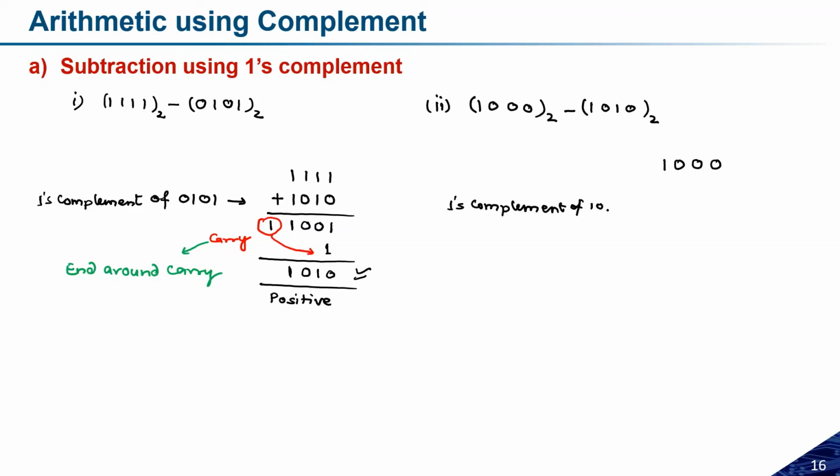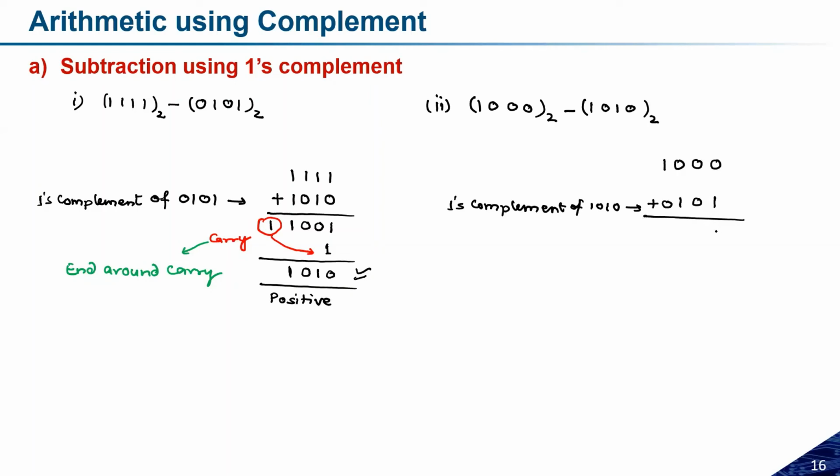One zero, 1, 0. Okay. So the second number's ones complement is 0, 1, 0, and 1. This is the ones complement. Then I have to add this number and try to see what is the result.